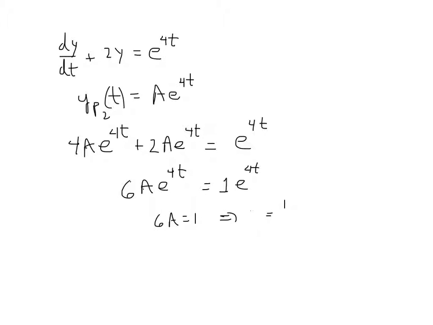A is 1/6, and my particular solution y particular sub 2 of t is just 1/6 e to the 4t.